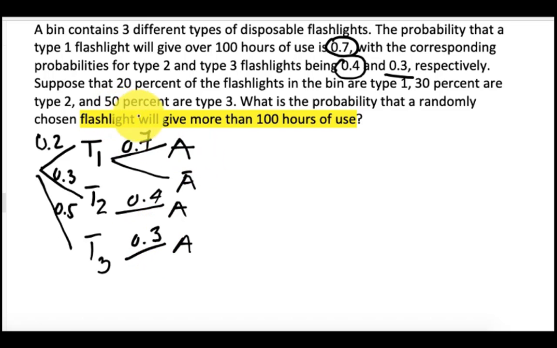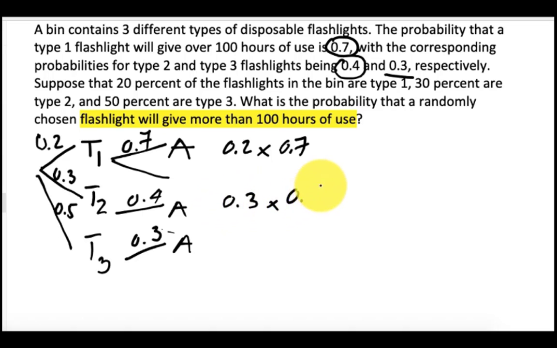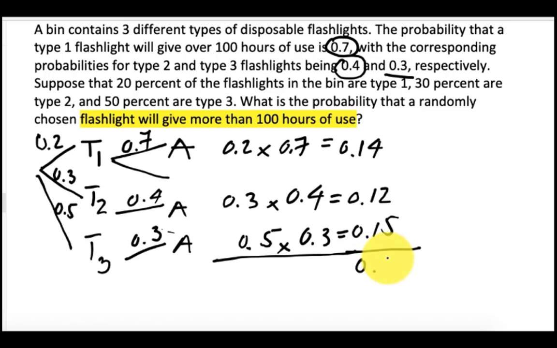And we only focus on the probability of A, so you get 0.2 times 0.7 for the first case, 0.3 times 0.4 for the second, 0.5 times 0.3 for the last one, and the sum of everything will give you the answer, 0.41. So 41% is the probability that a randomly chosen flashlight will give more than 100 hours of use.